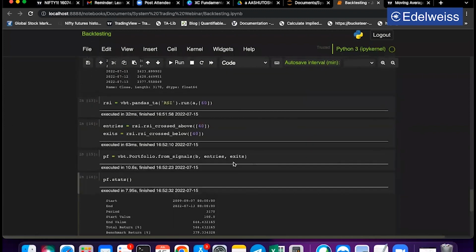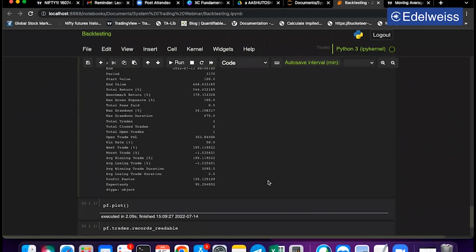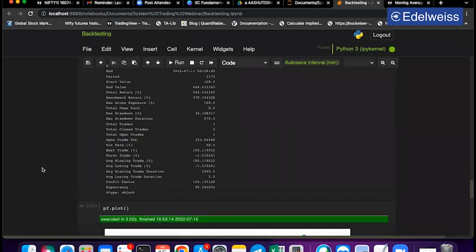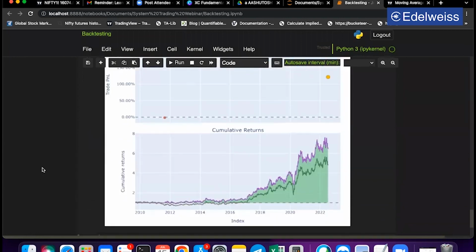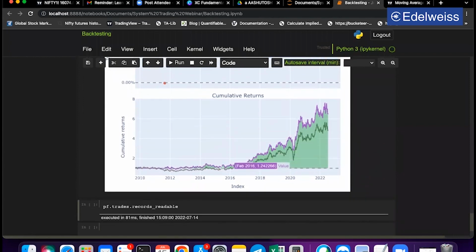So this is part of the optimization process. In fact, आप benchmark के साथ compare भी कर सकते हैं. Let's look at some visuals. So the grayish line depicts the buy and hold Reliance strategy.